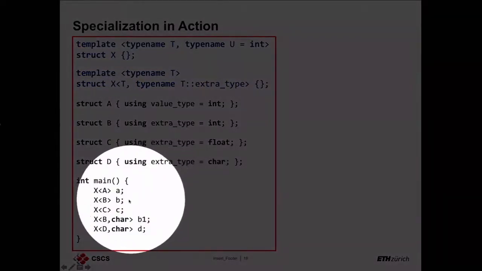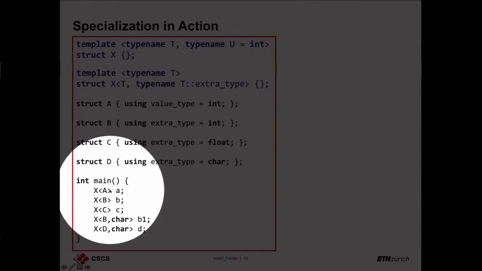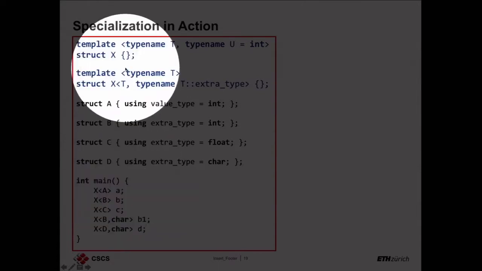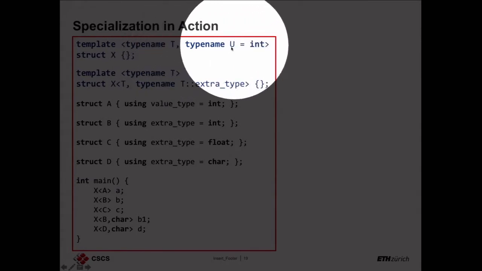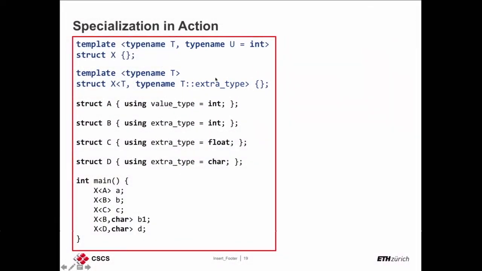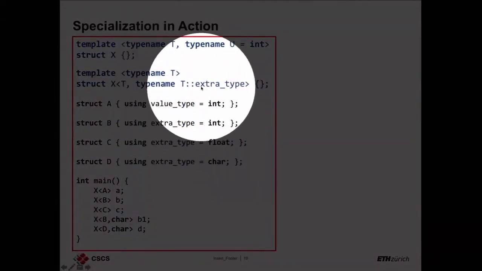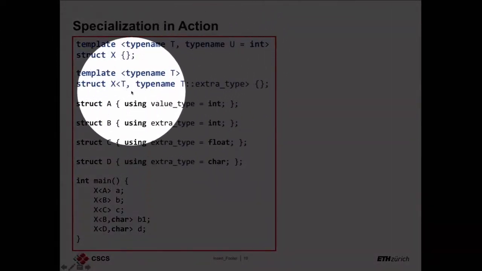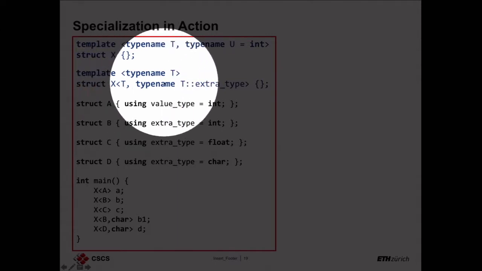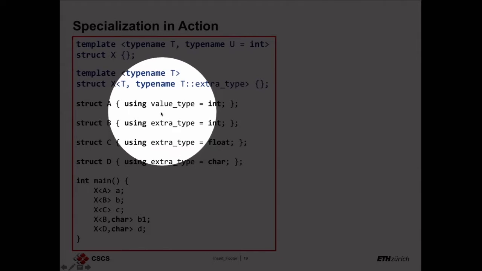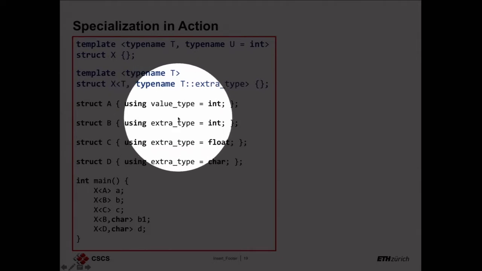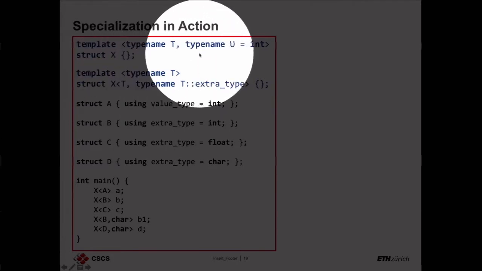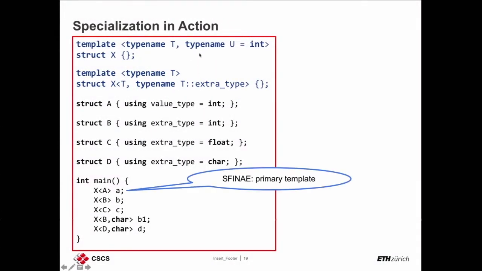So what happens when I try to instantiate X with A? I go to the primary template, and I say A and int, right? I try A and int. Then I go here and say A and A::extra_type. A doesn't have extra type. This is an error, so it will ignore this thing and will instantiate the primary template, right? So this employs SFINAE. The substitution failure is not an error. It simply didn't match. So fine, I will call the primary template.